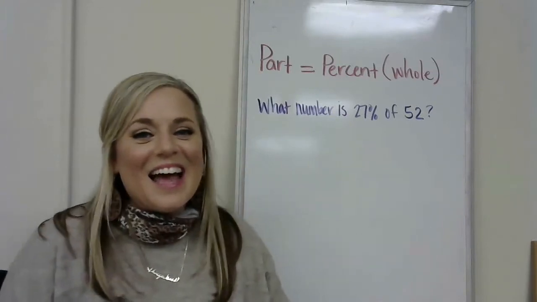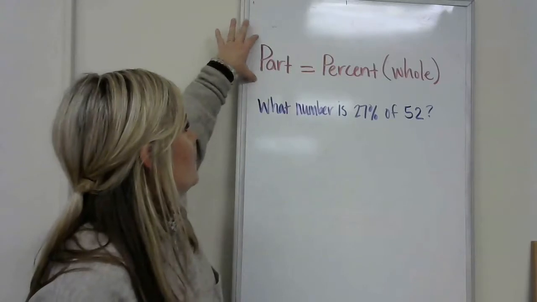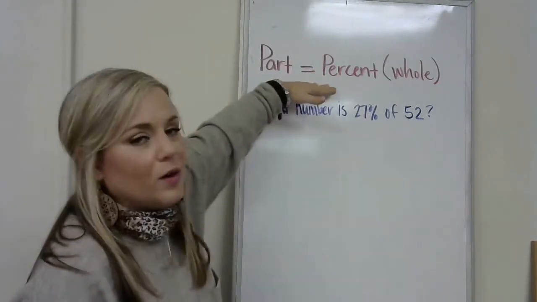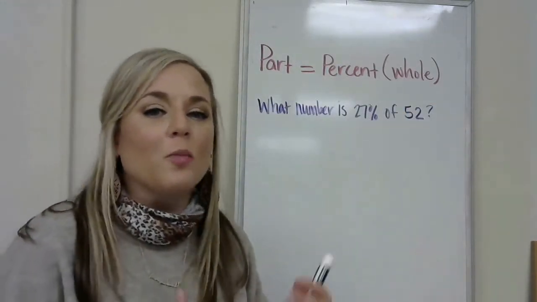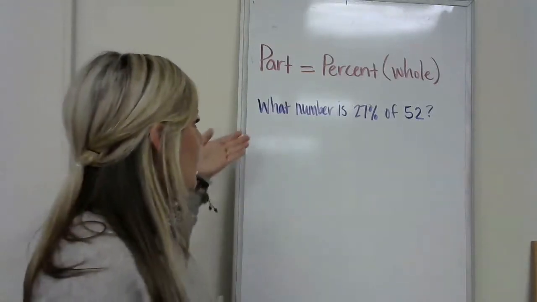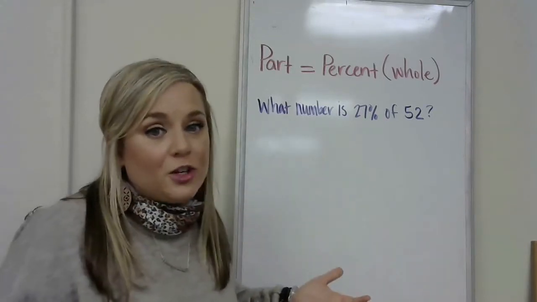Good morning. All right, so the very important thing you need to write down is our equation up here. I wrote it nice and big. Part equals percent times whole. So part is equal to percent times the whole. All right, here is our first example. What number is 27% of 52?